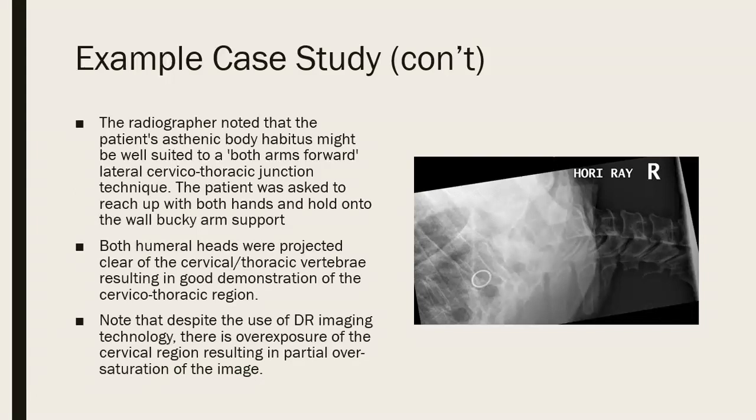So then the humeral heads are projected clear of the cervical and thoracic vertebrae, which results in good demonstration of the cervicothoracic region. But you can note that despite the use of digital radiography imaging technology, there is still overexposure of the cervical region resulting in partial oversaturation of the image just because of the patient's actual body habitus. And this little ring here is an artifact.